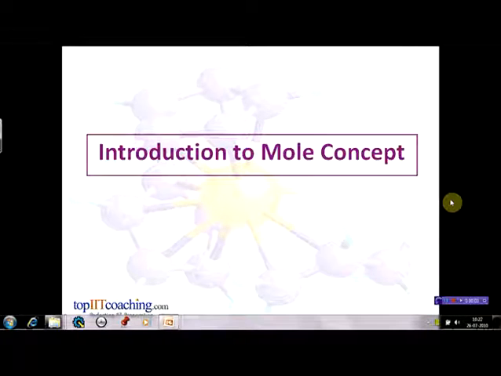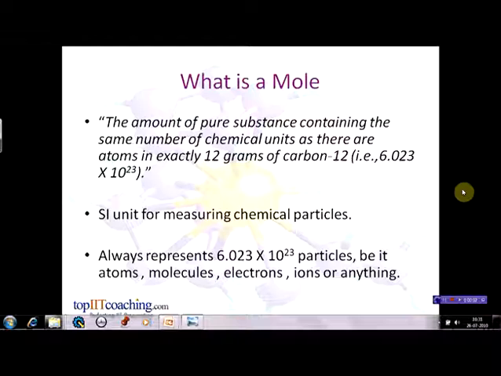Dear students, today we are going to discuss one of the most fundamental topics of chemistry, that is the mole concept. As we discuss this topic, the first question that comes to our mind is, what is a mole? In our daily life, we use certain units to quantify everything, for example, a spoon, a dozen, a gallon, etc. Similarly, chemists quantify particles in terms of mole.